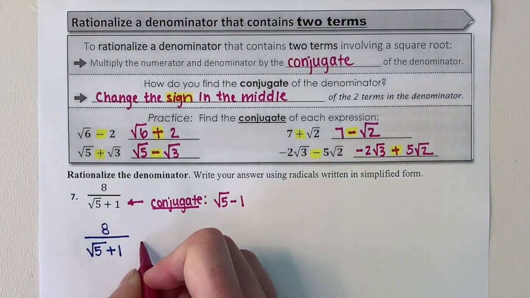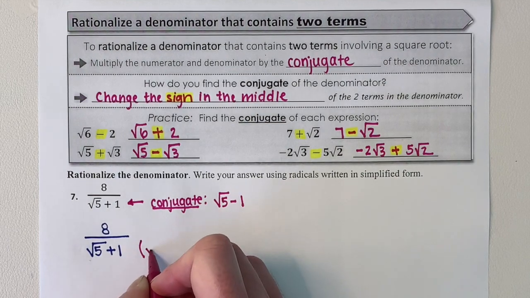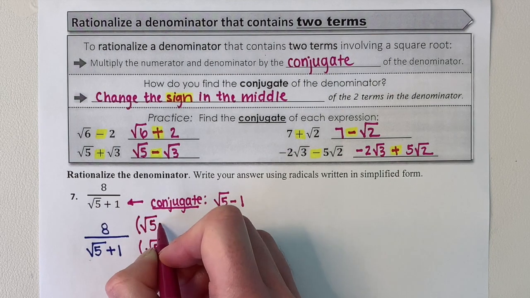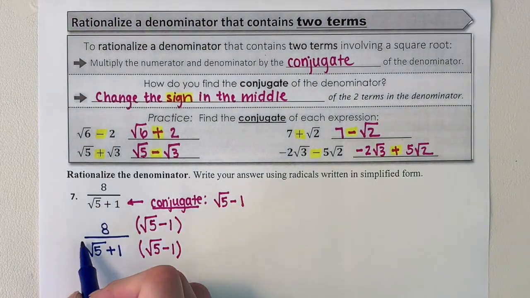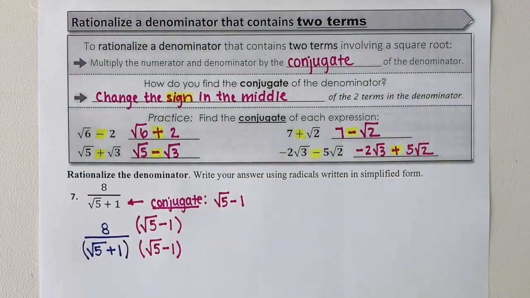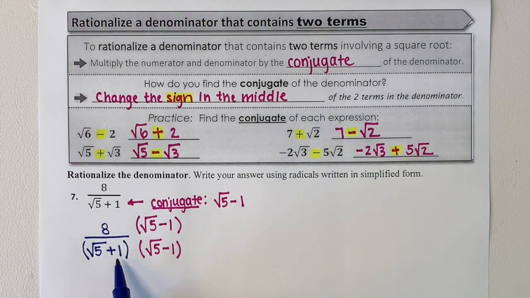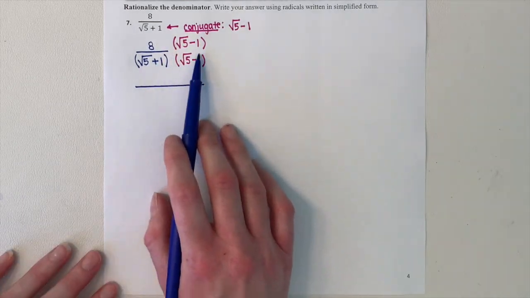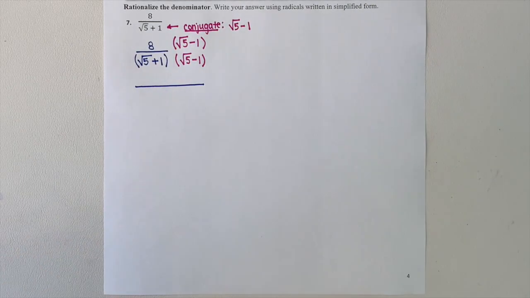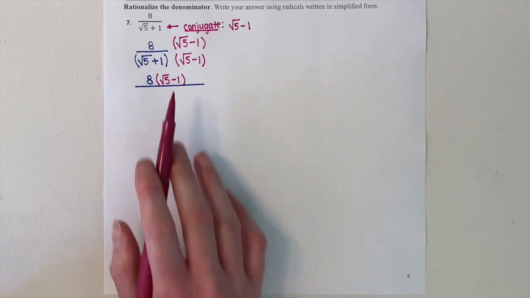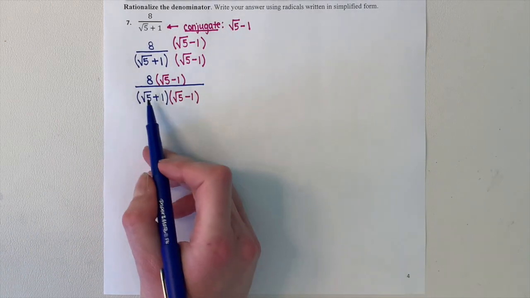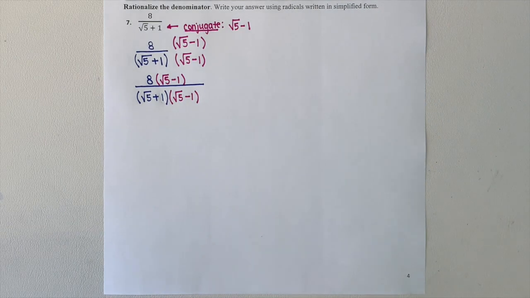So we're going to multiply the denominator by the conjugate, which is the square root of 5 minus 1. And we also multiply the numerator by the conjugate. And I'm going to add parentheses around this denominator because we need to make sure that we're multiplying this whole denominator by the conjugate. Now I'm just going to rewrite this expression by taking 8 times the square root of 5 minus 1, which I've written here, and then in the denominator I'm just going to take this quantity times this quantity, which I've written here. Now let's focus on the numerator and denominator separately.